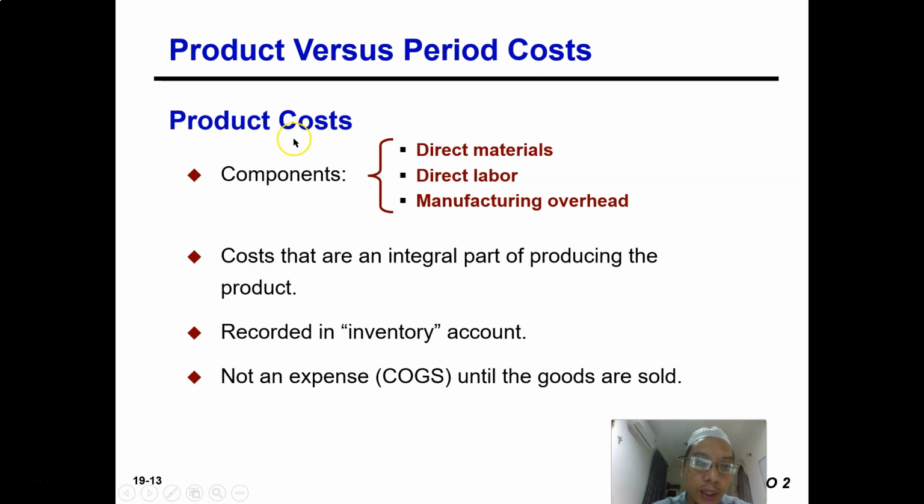Okay. So we will see on the next slide what are period costs. We're still talking about product costs. It says here costs that are integral part in producing the product, recorded in the inventory account. So all costs related to the product will be embedded in the inventory if they are not sold. Once they are sold, they are considered as cost of goods sold. But otherwise, if they are not sold yet, they will be included in the inventory.